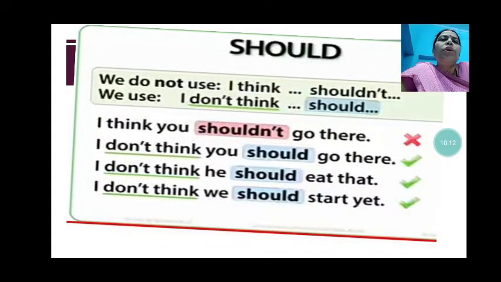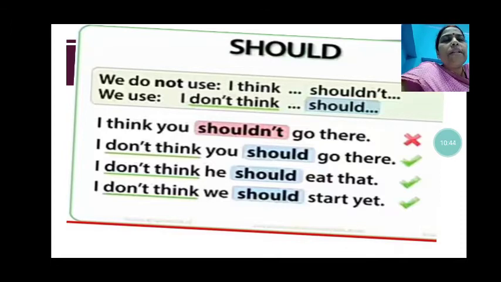See, we do not use I think, shouldn't. We use I don't think and then should. See, let us understand this. I think you shouldn't go there. So we should not speak like that. So what should we say? That I don't think you should go there. Instead of saying I think you shouldn't go there, most of the time we speak like that, but that is wrong. Instead of that, we should say I don't think you should go there.